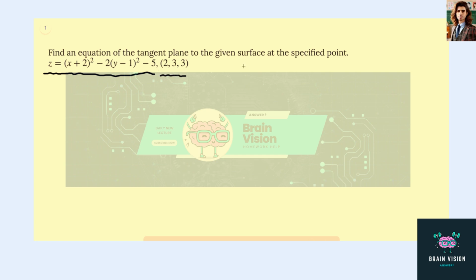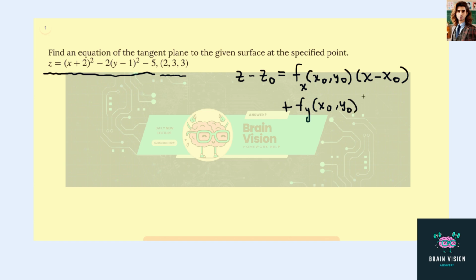So the equation of a tangent plane is given by the following. We have our partial derivatives evaluated at the x and y values of the original point times x minus x naught, and then add in a similar looking term, but this time involving the partial derivative with respect to y, and then multiply by y minus y naught.